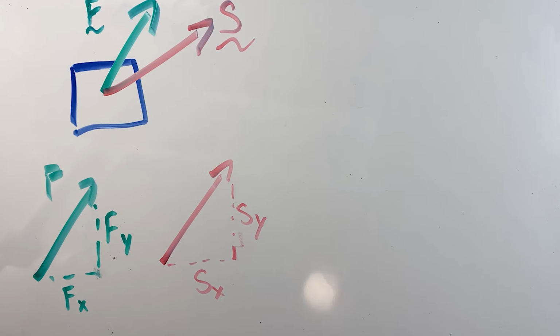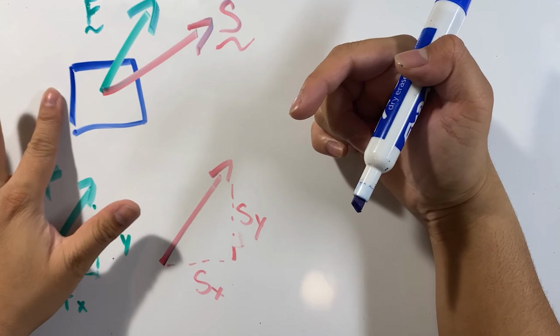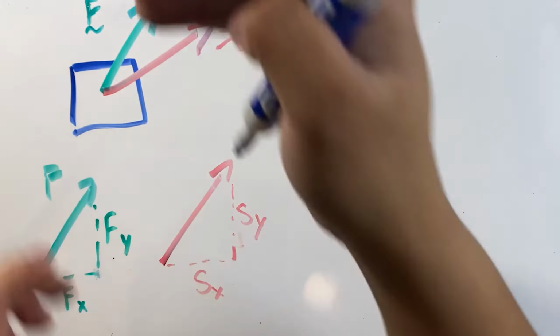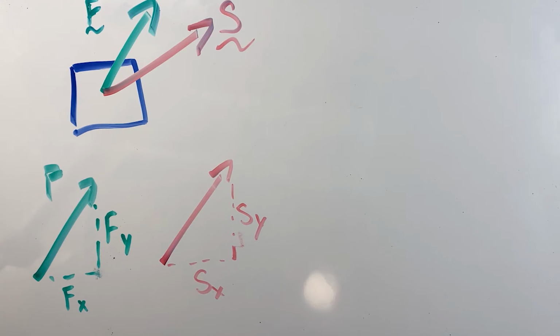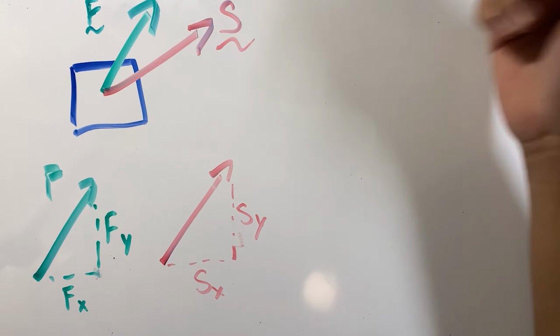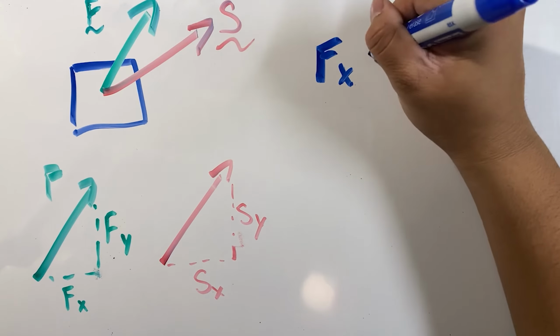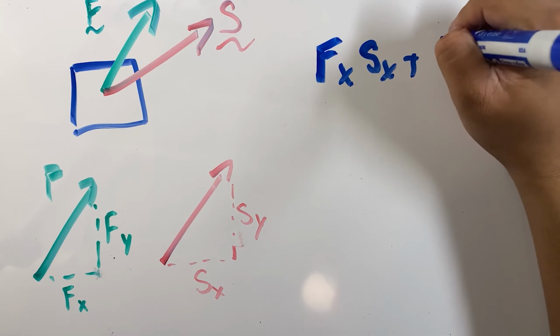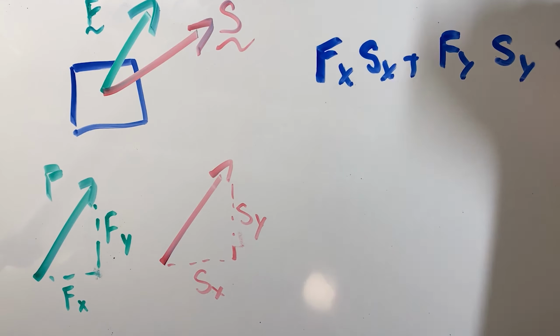And that makes sense. If you push a box in this direction and it goes up, that isn't really going to be you. You're not causing that work. But we'll get into that stuff in a bit. So if we multiply this stuff together, it's going to be F_x S_x plus F_y S_y.